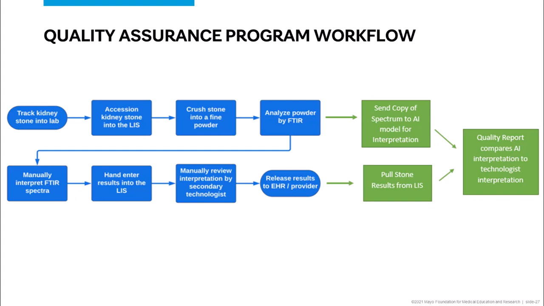The next green box depicts a data pull that we did every single day from our LIS. We pulled all the stone results that were reported by our technologists during the normal day of clinical operation. We then created a program that compared the AI interpretation and the technologist interpretation for each of those stones. If the two interpretations did not match, they would be added to a list of discrepant stone results that would be reviewed by our laboratory twice a week.